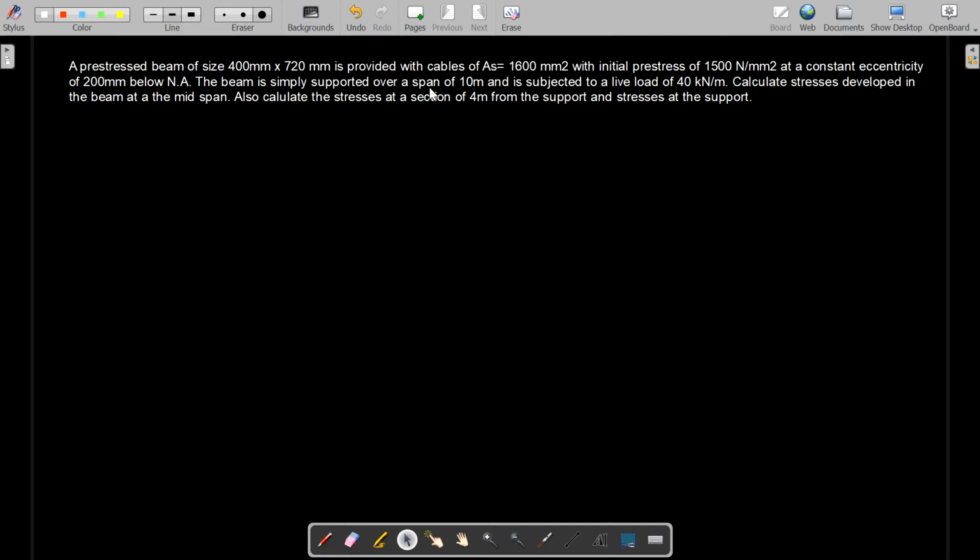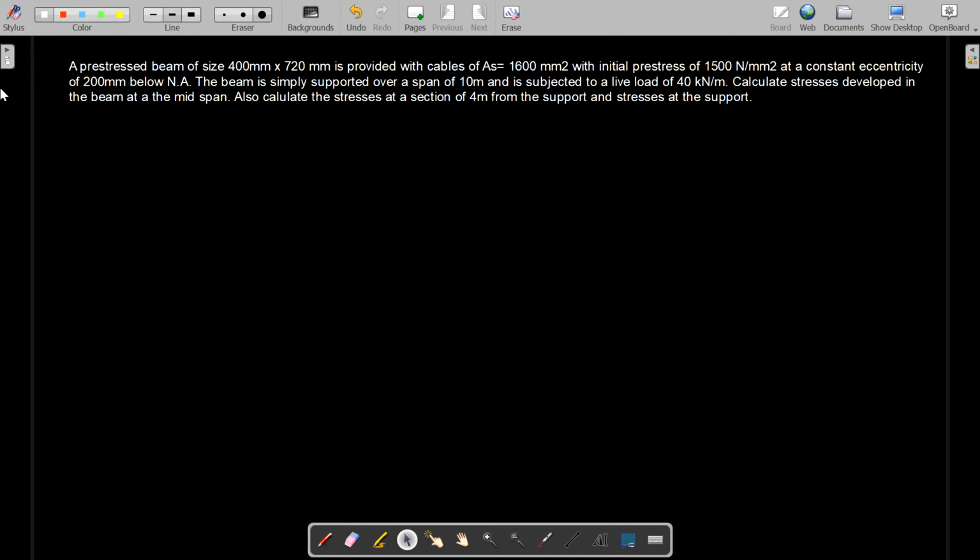The beam is supported over a span of 10 meter and is subjected to a live load of 40 kN per meter. You can see here the beam is having a larger span when compared to your RCC, and the load is also very much high. But see the dimensions, it is equivalent to a smaller dimension for an RCC, so you can see the advantage of this pre-stress. Calculate the stresses developed in the beam at the midspan. Also calculate the stresses at a section 4 meter from the support as well as stresses at the support.